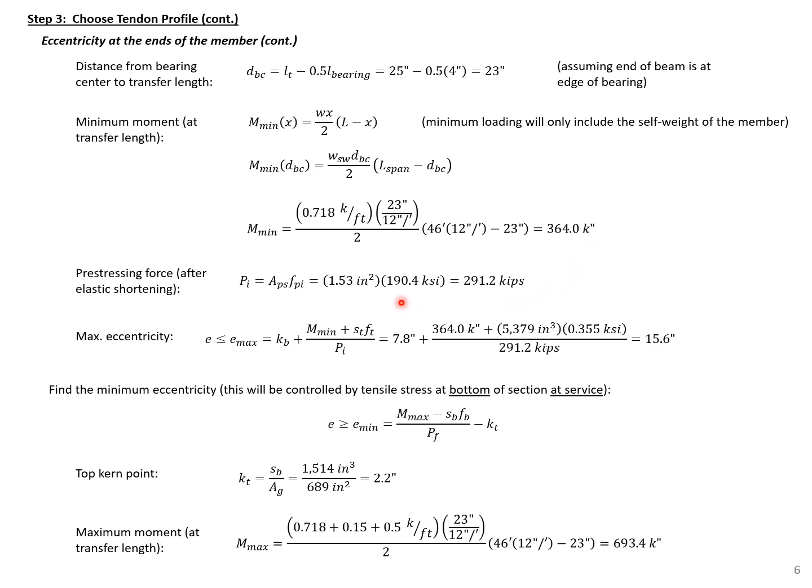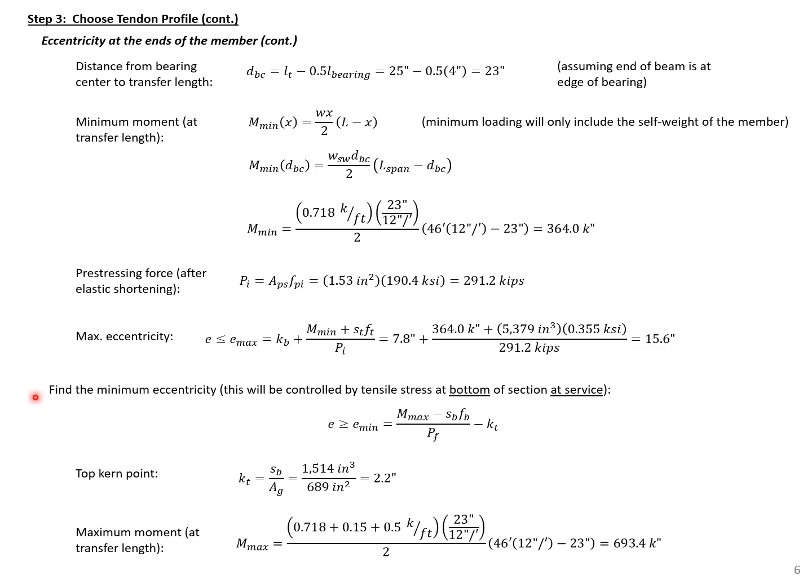And our pre-stressing force is just our stress after elastic shortening, which we estimated on the previous slide, times the total area of our pre-stressing. So we have our 10 strands. And then that'll give us our total pre-stress force here of 291.2 kips. We plug all these values into our max eccentricity equation, and we can see that our max eccentricity at the ends of the member, or at the transfer length, is equal to 15.6 inches. So we need to make sure that our eccentricity is less than this value at the ends of the member.